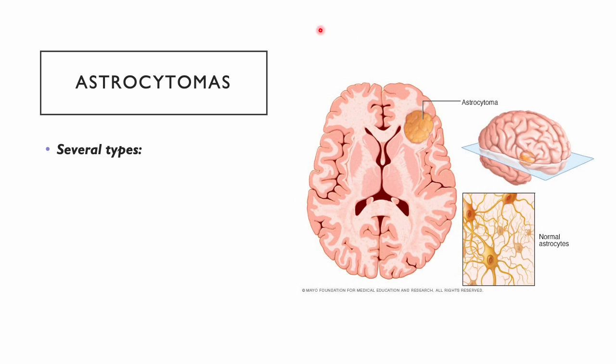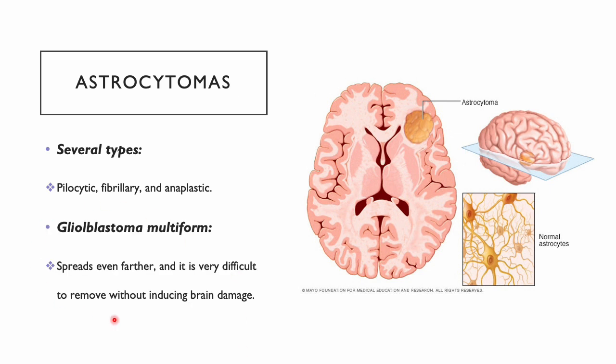We're also going to just briefly talk about astrocytomas. So this is a tumor formed from astrocytes. There are several different types that I don't really need you to know, but this particular one I wanted to talk about is a glioblastoma multiforme. So this is the most aggressive tumor that can develop in the brain. It spreads incredibly far, and it's very difficult to remove without brain damage. So a glioblastoma multiforme tumor would be the most deadly tumor out of all of them, and this forms from astrocytes unfortunately malfunctioning.